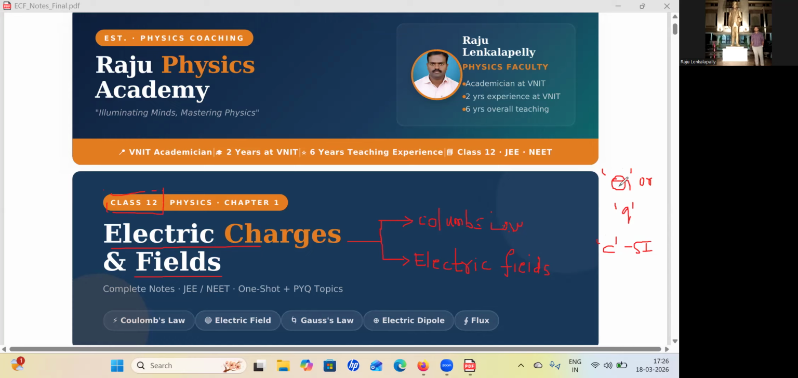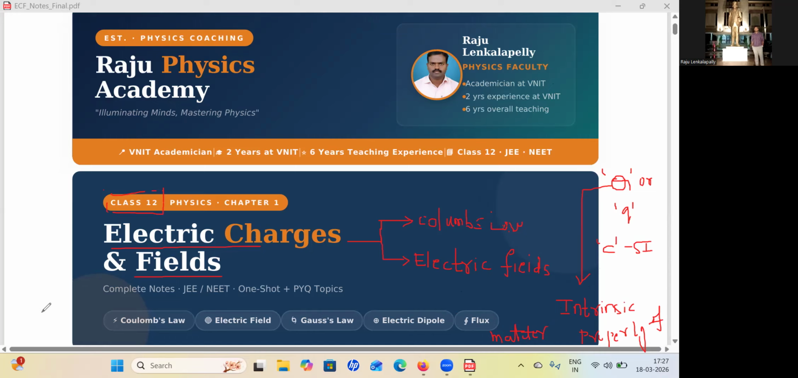Charge is an intrinsic property of matter. Due to this property, charges experience a force in an electric field. Basically, charges are of two types.